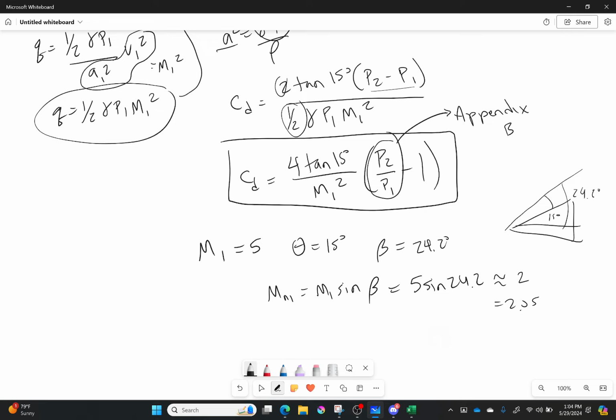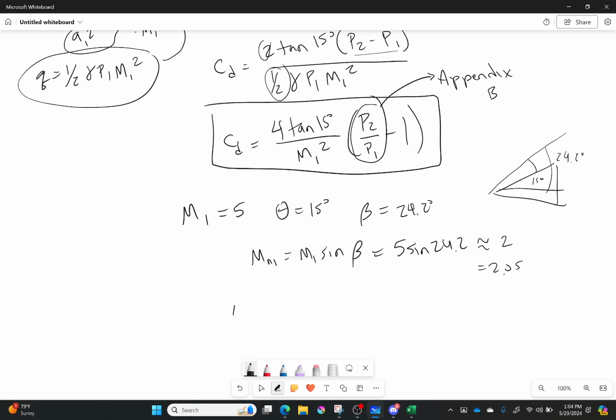And all we have to look up to solve this problem now is to go to Appendix B and say, what in the world is our P2 over P1 for that Mach number? So for Mn1 equals 2, what is P2 over P1? I'm going to tell you that it's around about 4.736. And with that, we have every bit of information we need to plug it in there and get what our coefficient of drag would be.